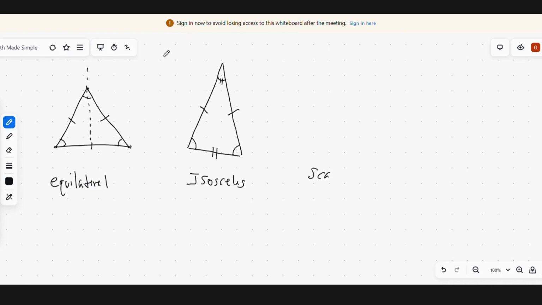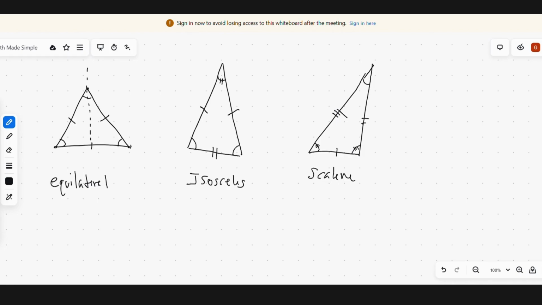And then finally, the third type of triangle we can classify as a scalene triangle. Scalene triangles have all three sides that have a different length, and all three angle measures are different. So we have 1, 2, and 3. The angle opposite 1 is different than the angle opposite 2, is different than the angle opposite 3. So the three types of triangles: equilateral, isosceles, and scalene.